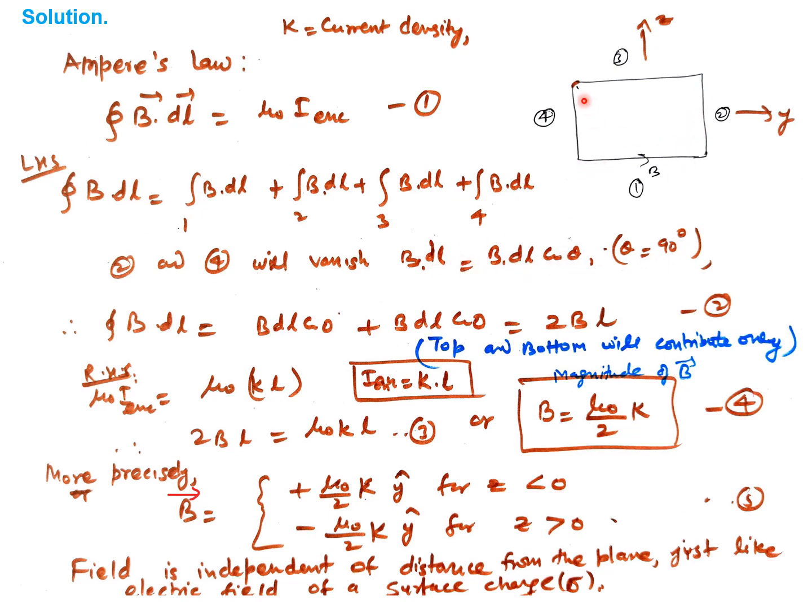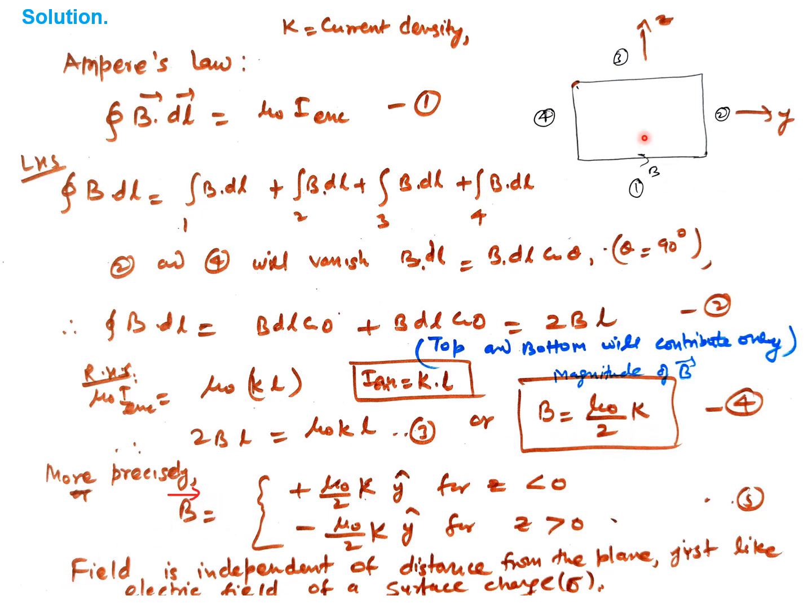So 2 and 4 will give us 0, so the only contribution will be from segment 1 and segment 3, and segments 1 and 3 will give us BL plus BL, that is 2BL, equal to mu naught times I enclosed, and I enclosed is equal to the surface current density k times L. L was the length of this loop, so it is mu naught times k times L. L and L will cancel out, so B will be mu naught by 2 k.